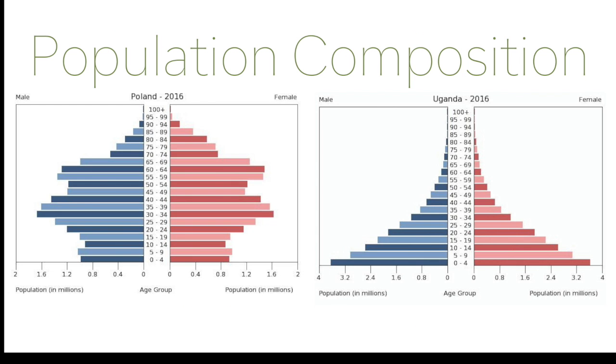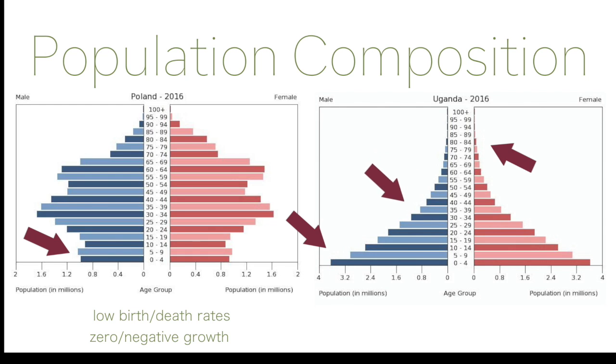If you look at their pyramids, you can see right off the bat that their shapes are very different. Poland has a more rectangular shape with a tapered base, indicating low birth and death rates and 0 to negative growth. Uganda, on the other hand, has a shape more typical of developing countries, with a narrow top, wide base, and concave sides, indicating rapid growth from high birth rates and falling death rates.